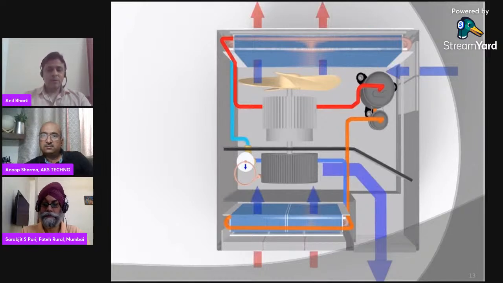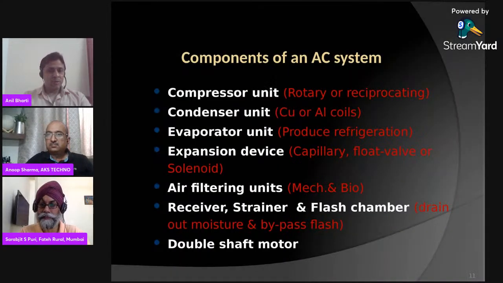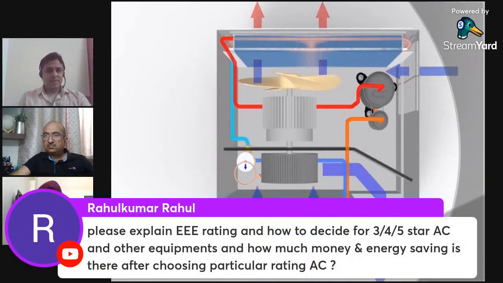Okay, fine. So I think there is one question. Yes, there is one question. Okay. Just hold on. Please explain triple E rating and how to decide for 3, 4, 5-star AC and other equipments, and how much money and energy saving is there after choosing a particular rating AC. Okay, this is a very relevant question and I have covered everything in my forthcoming slides. So I will take these questions over there.